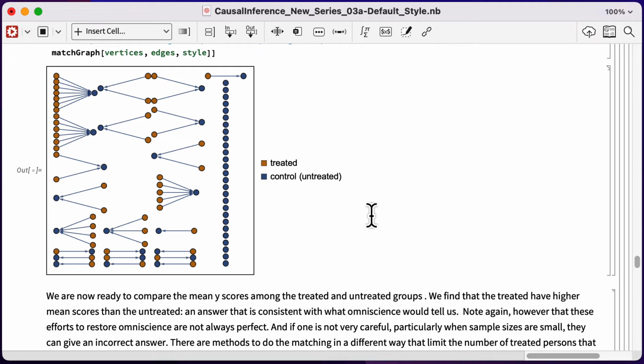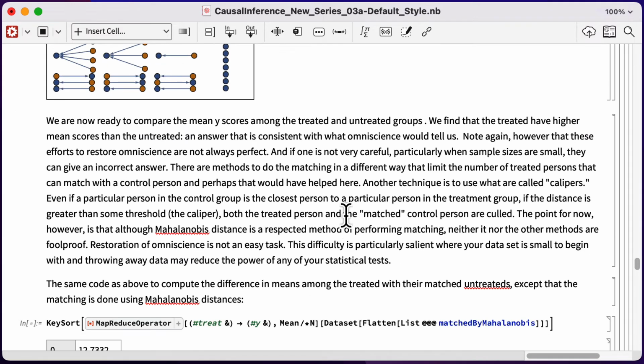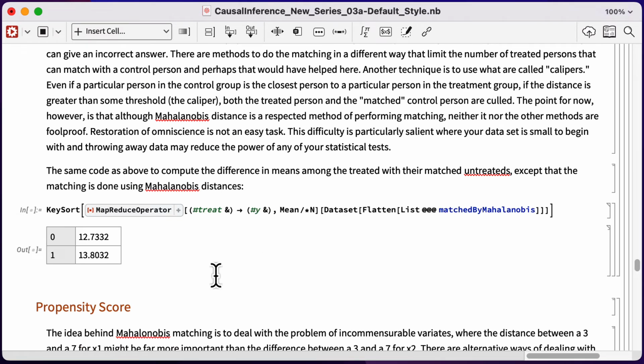You could do the same thing where you prevented someone from being matched by more than 2 or 3 people. In any event, the bottom line is that when you do this, you get a result in the right direction, which is that the treated group has a 13.8 and the untreated group has a 12.7.